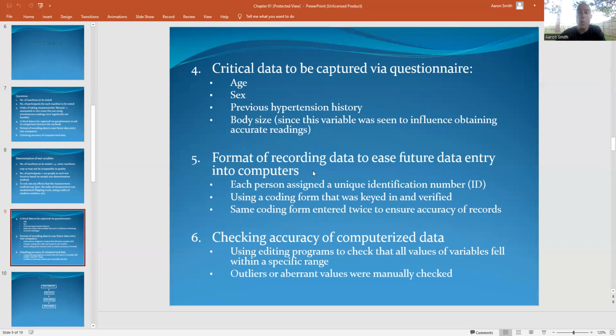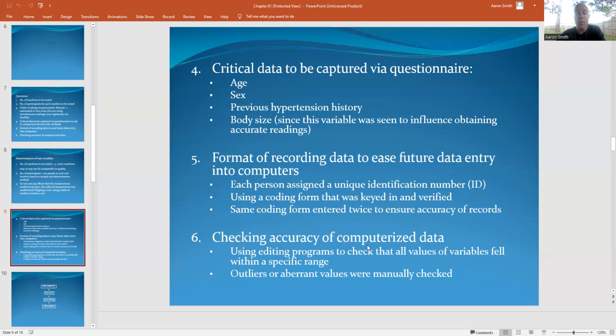Now, for the format of recording data, to ease future data entry into computers, each person is assigned a unique identification number. All right, this will be important for keeping our bookkeeping straight. We're going to be using a coding form that was keyed in and verified, and we're going to use the same coding form entered twice to ensure accuracy of records.